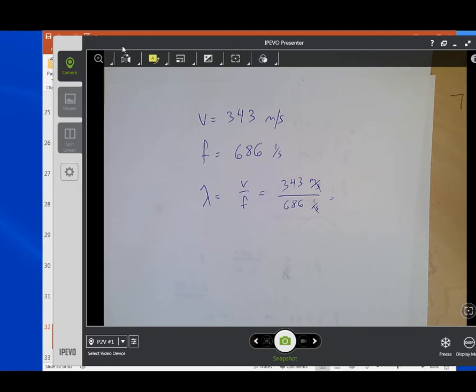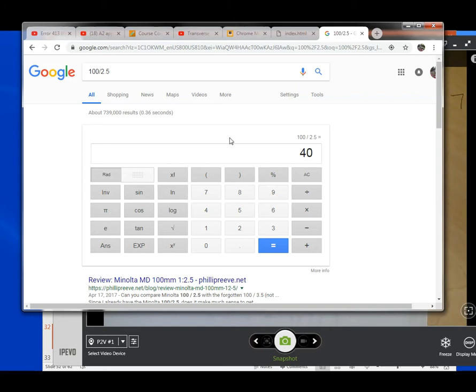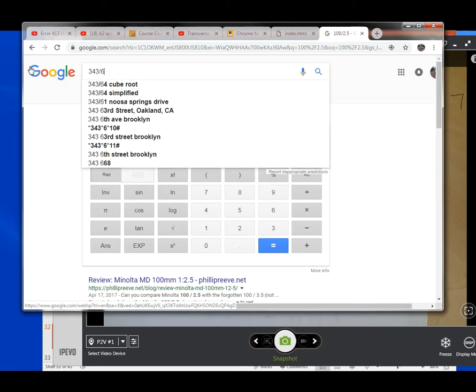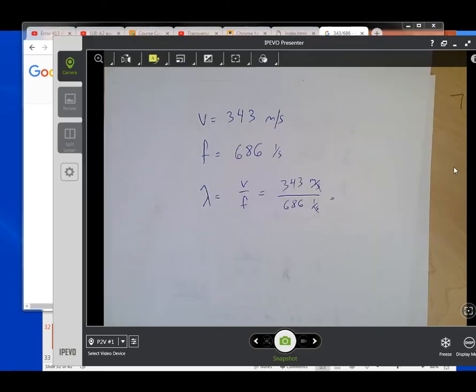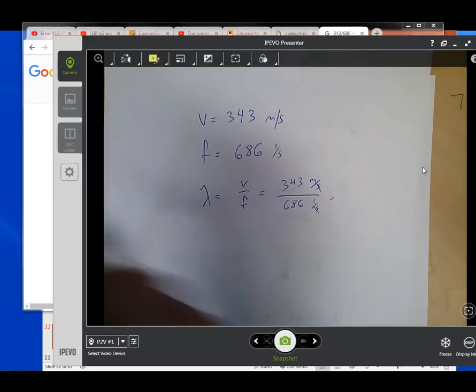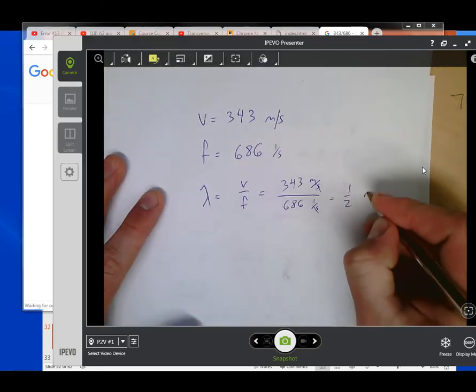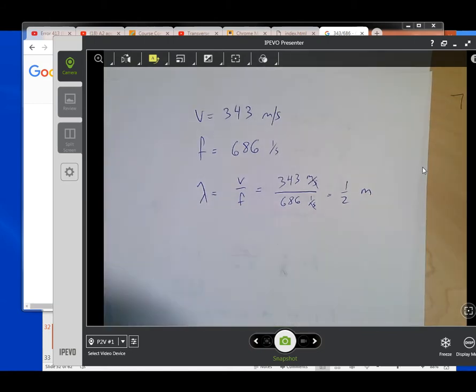But if you're not sure, it's also okay to simply use a calculator. I like to just use this Google calculator because it's easy. We can type in 343 divided by 686, and we see that it's 0.5, or 1/2. So we can write that this is equal to 1/2 of a meter. So our wavelength is 1/2 of a meter. Now we'll go back to the slides.